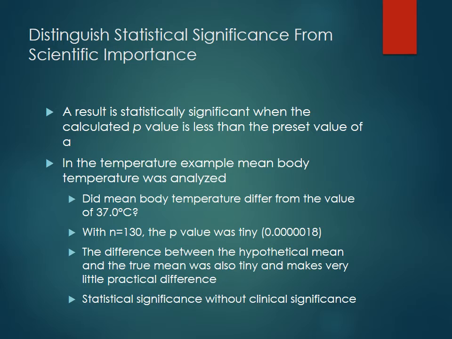So again, if the mean body temperature was analyzed, does that mean that the mean body temperature differs from that value of 37 degrees centigrade? When we did that sample with 130 patients, we saw that the p-value is very, very tiny. So there is a very, very small chance that was just due to random sampling, and there was a difference between that mean value that we postulated of 37 and the actual group we were looking at.